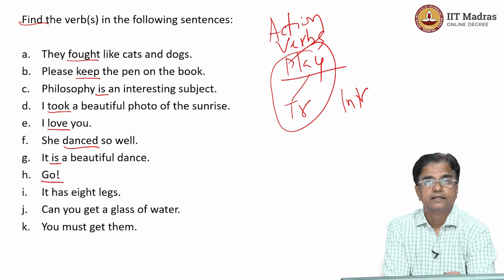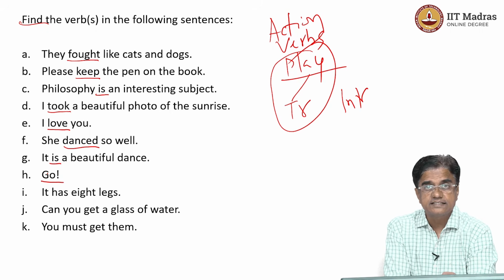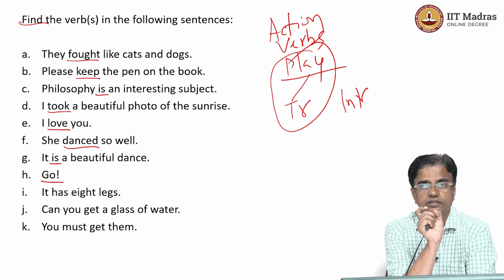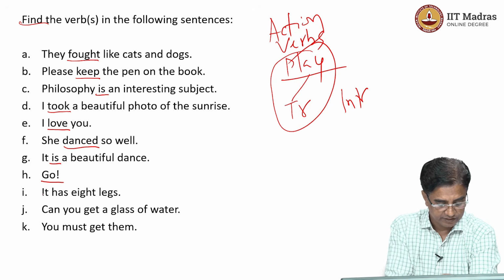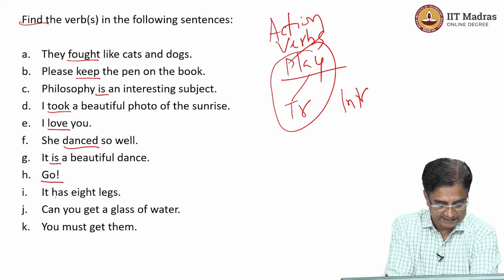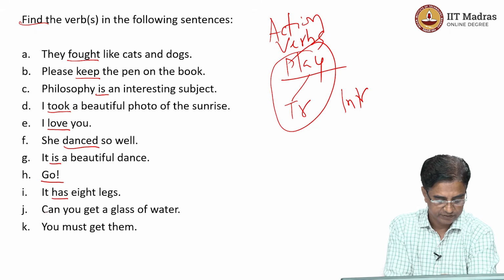Go. Now, look at this. Seems like this sentence has only one word. And this is a sentence. And what does this sentence have? A verb. It has 8 legs. Has is a verb.